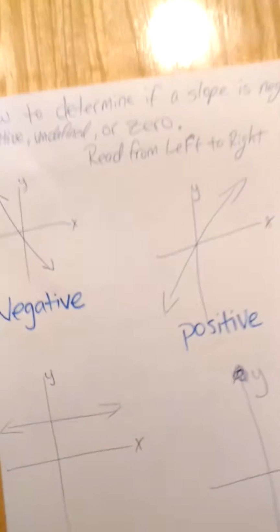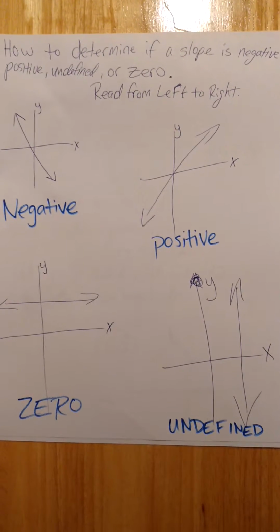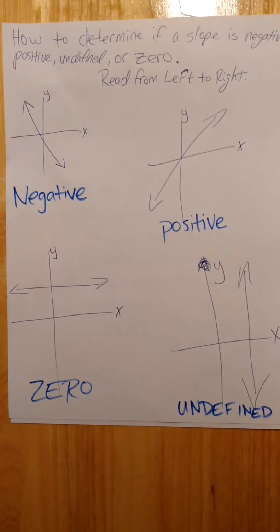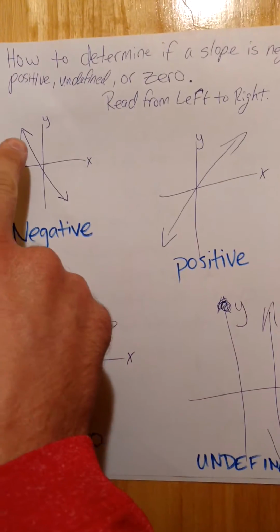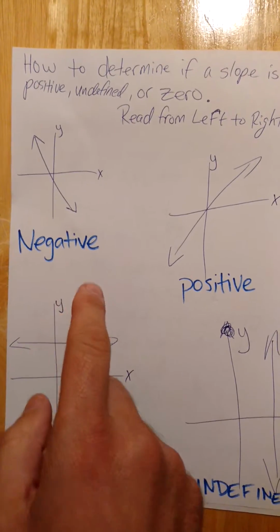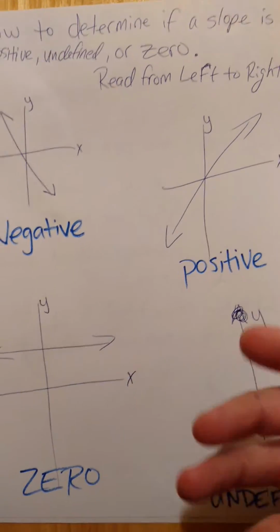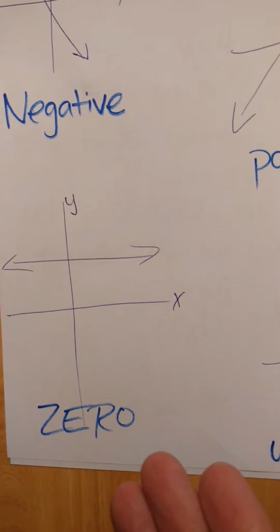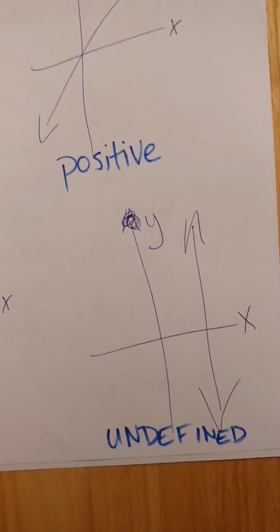We'll find out. So, this is how you determine if a slope is negative or positive, or undefined, or zero. After graphing, you read the line from left to right. So, this here is going down, negative. This here is going up, which makes it positive. If it's horizontal, then it's zero. If it's north and south or vertical, it is undefined.